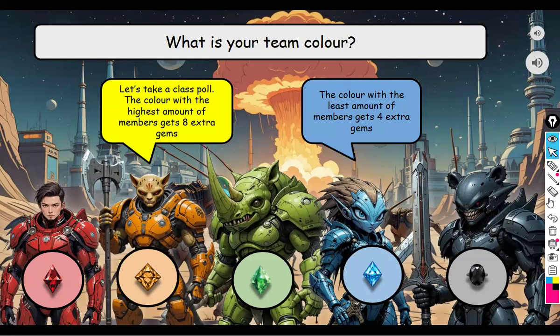Sharing the results. You all seeing the results here, guys? The most popular team is the blue team, so everybody in the blue team gets 8 gems. The least popular team is the orange team, so the orange team gets 4 gems. That was pretty close though. The blue and the red were the most popular, I think, but nobody liked the orange.